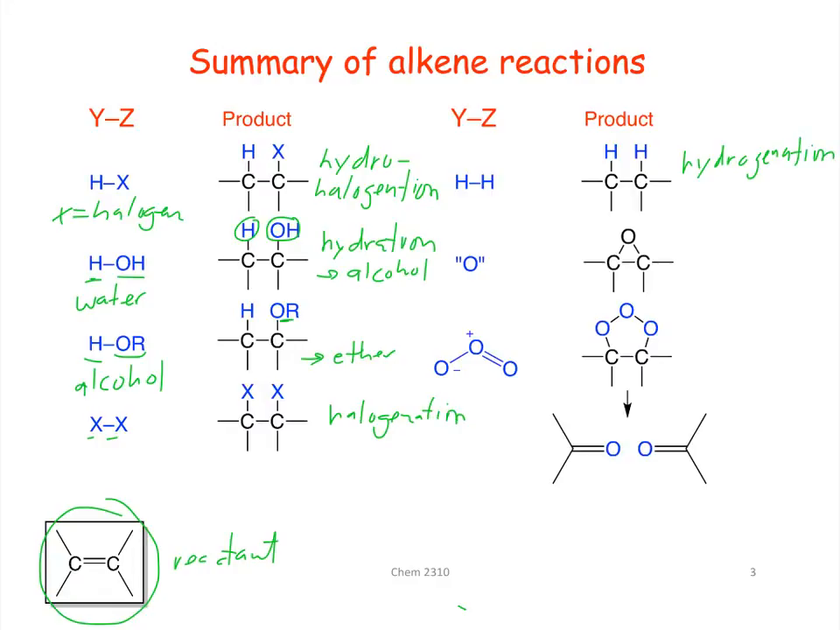Okay, in this case we're going from an alkene to an alkane. So we're saturating the molecule, right? We're starting with an unsaturation and we're getting a saturated product. In the next one, this isn't really a reagent, but we're just going to add oxygen across the double bond. So this forms an interesting three-membered ring with an oxygen in it. This is called an epoxide.